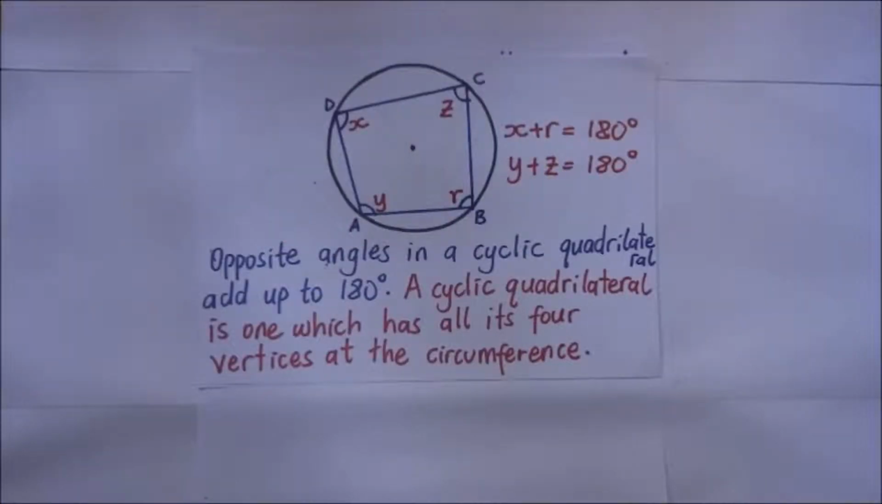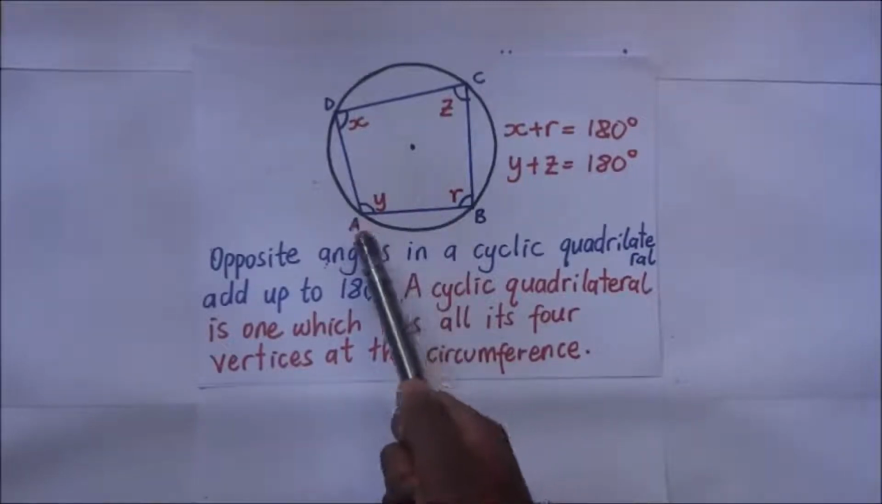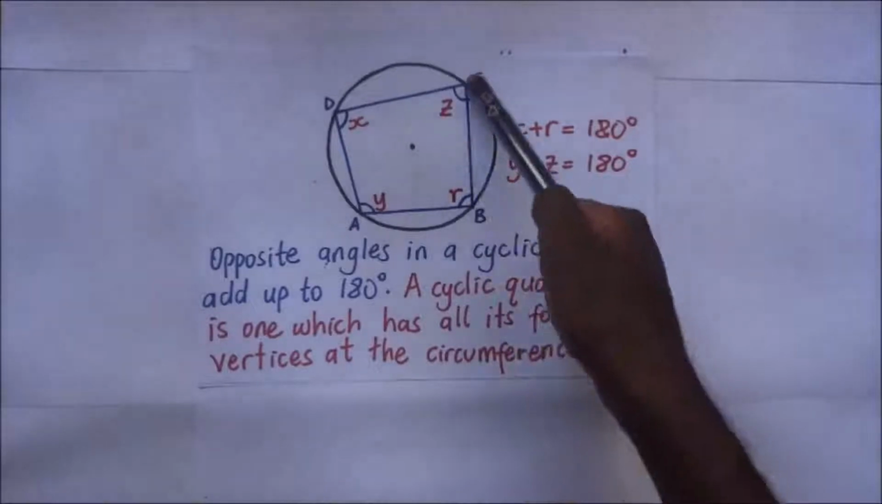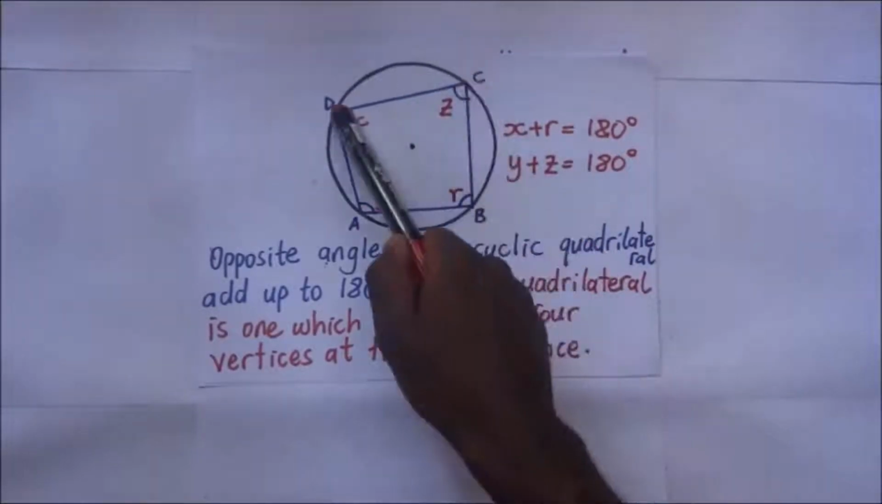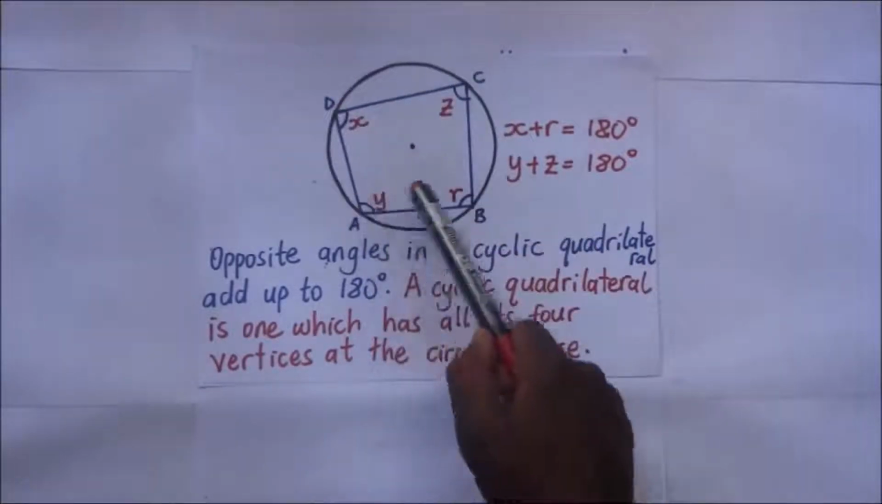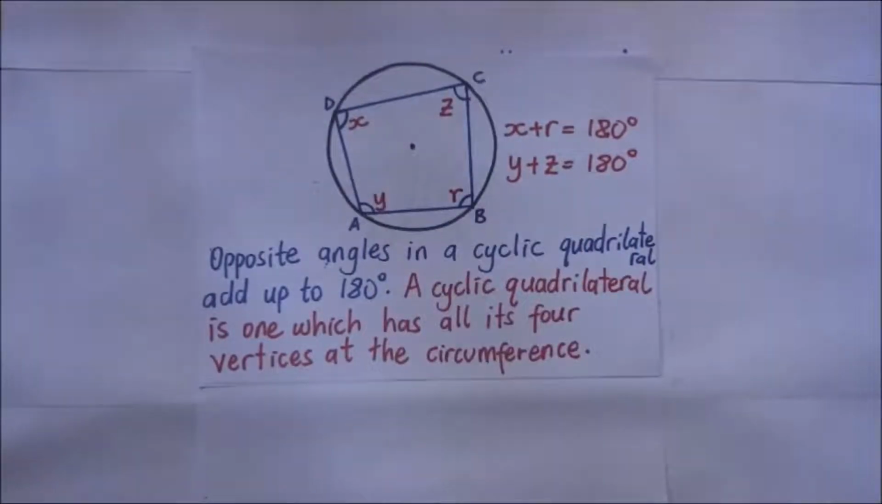Cyclic quadrilaterals. A cyclic quadrilateral is simply one which has all its 4 vertices at the circumference. So if you look at this, it has its vertices all touching the circumference of a circle. When you have an object whose vertices all touch the circumference of a circle, then that qualifies to be a cyclic quadrilateral. The condition is that those vertices must touch the circumference of the circle.